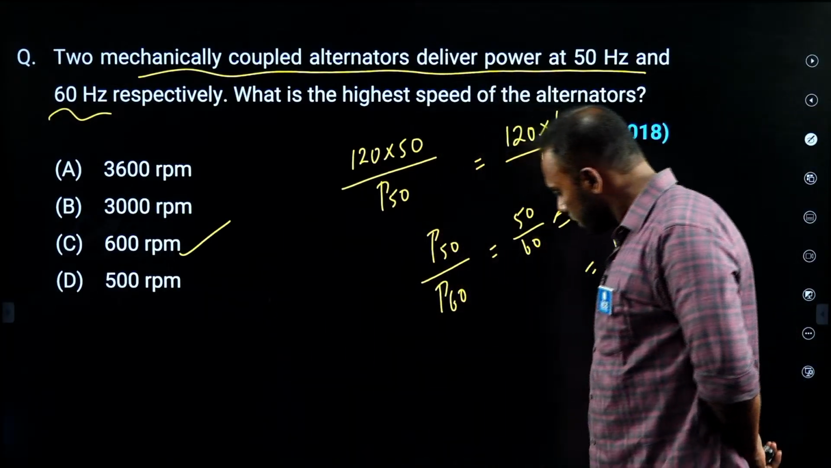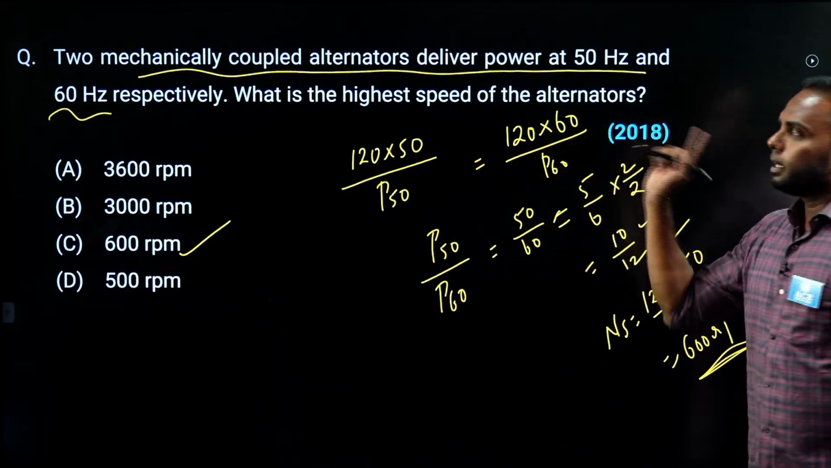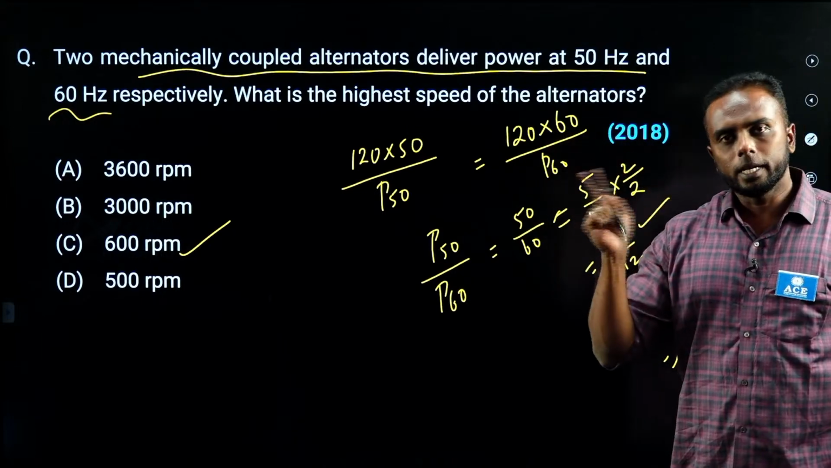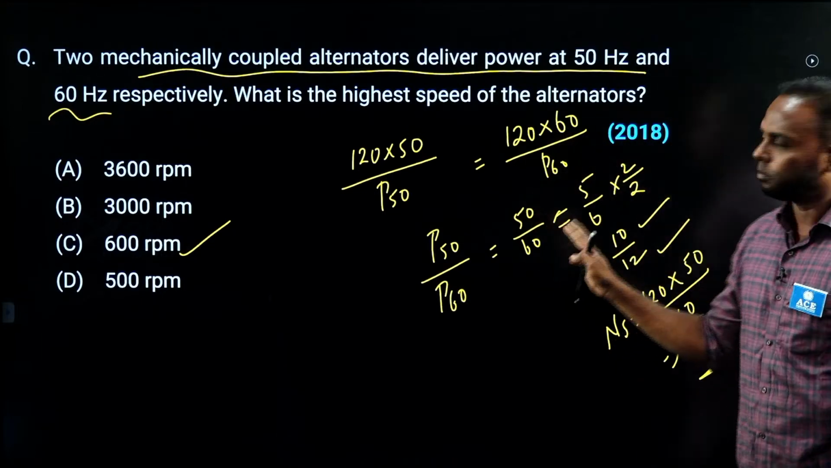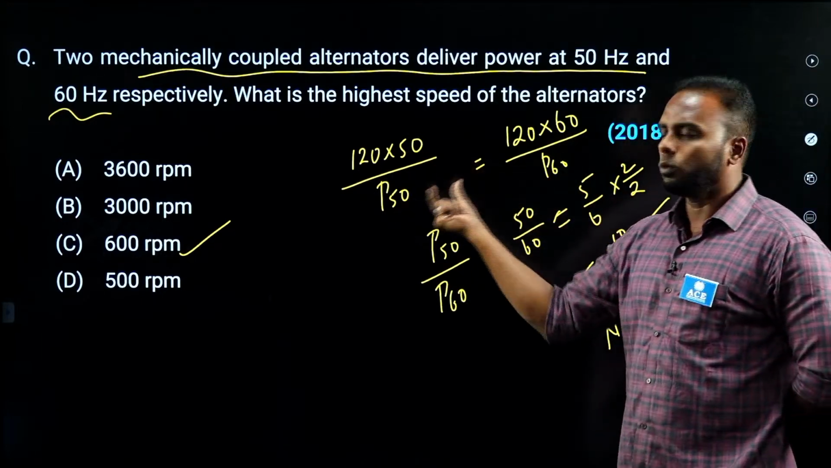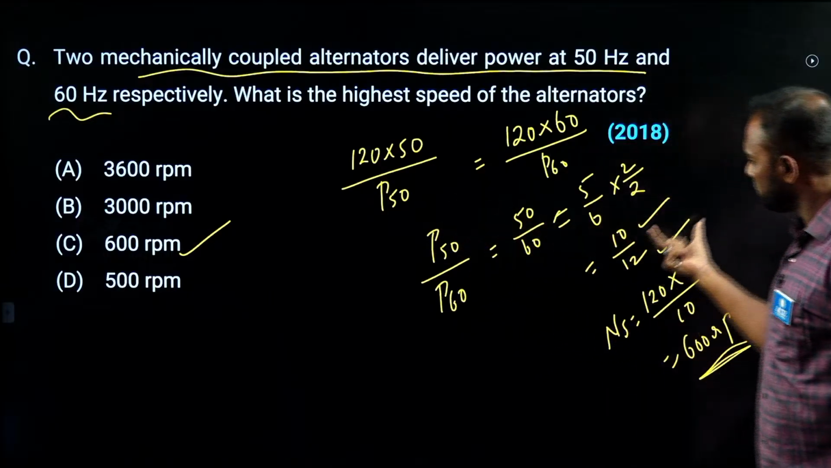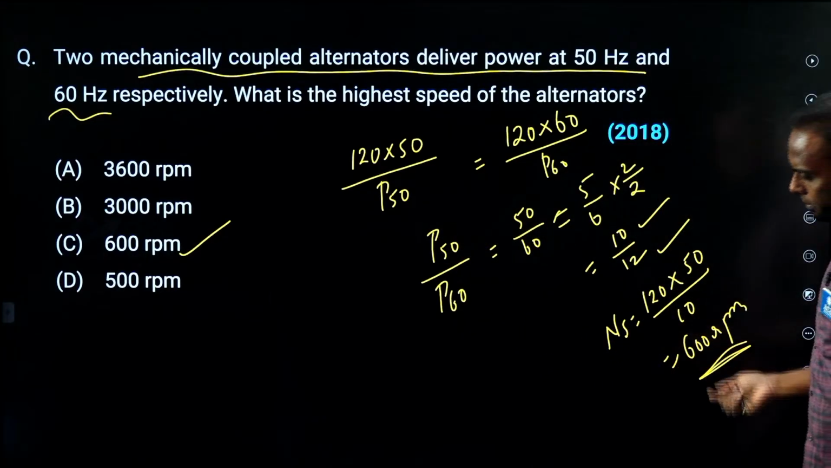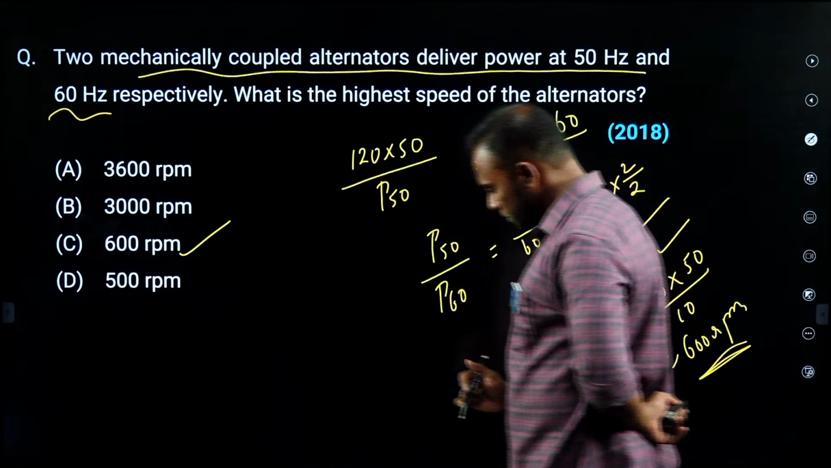600 rpm. So two alternators mechanically coupled here, so they are operating at the same speed. Which speed? Synchronous speed. What is the synchronous speed? 120 f by P. Poles were unknown to us, and we derived them like this. Okay, next question.